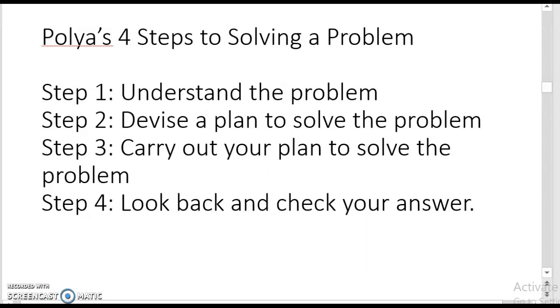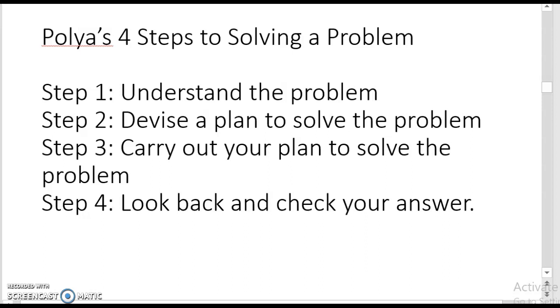Then you move on to step 2, which is creating a plan. We know that different problems require different mathematics, and sometimes step 2 is just saying, okay, this is how I'm going to do it. Step 3 is then saying, okay, now that I have a plan, let's go ahead and knock it out.